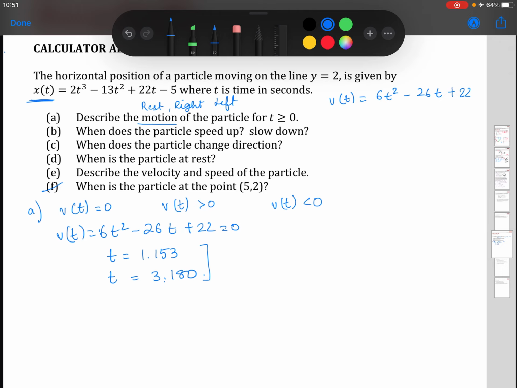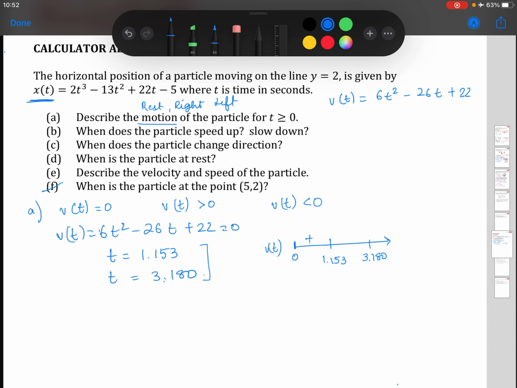Now I'm going to use the number line to find out when it is moving right and left. It's starting at 0, and the other numbers I'm going to place on it are 1.153 and 3.180. I'm going to pick a number from each interval and substitute into my velocity equation, because this is my velocity number line, and see whether I get a positive or a negative number for my answer. Between 0 and 1.153, I think 1 is a good number. If I substitute in 1, I end up with a positive number. Between 1.153 and 3.180, I'll pick 2.